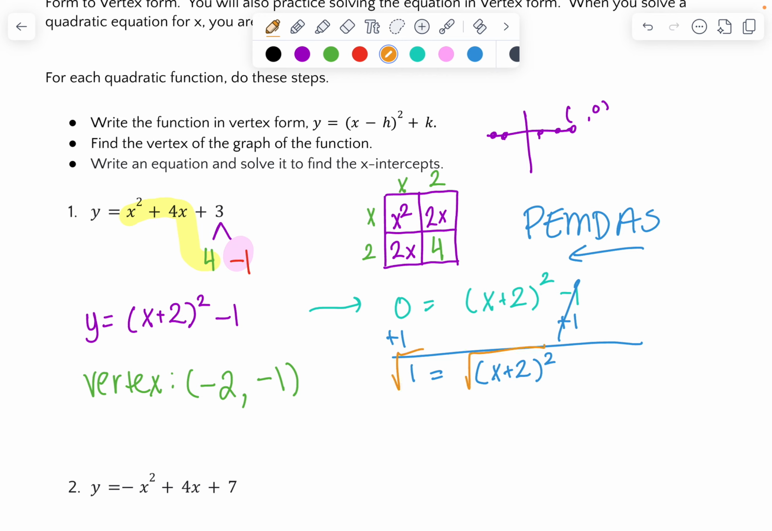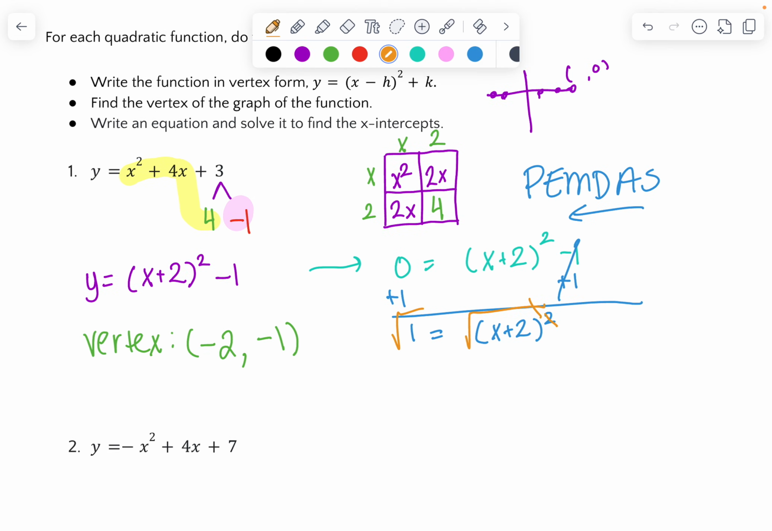To undo that, we square root. So our square and our square root is gone. When we square root 1, we actually get 2 answers. A square root means what number times itself will give us back 1. Well, 1 times 1 gives us 1. Negative 1 times negative 1 also gives us 1. So we'll always get 2 answers for that square root, a plus version and a minus version, which means we're going to get 2 equations for 2 x-intercepts.